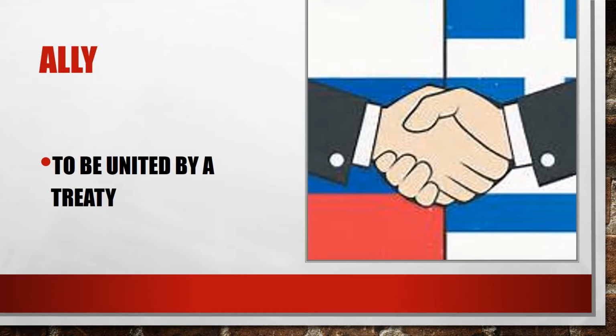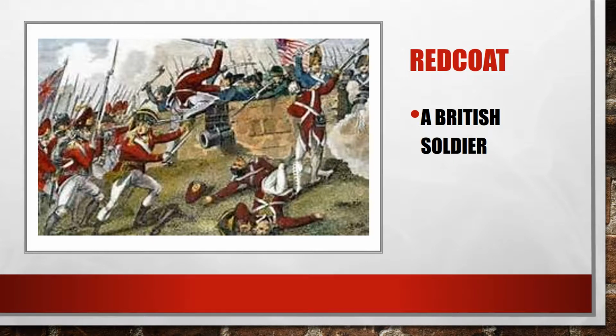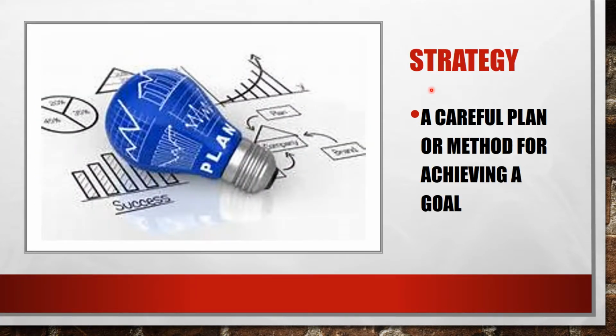An ally means to be united by a treaty. So an ally is someone that you make an agreement with. A redcoat is a British soldier. This is going to be particularly important when we talk about the American Revolution. A strategy is a careful plan or method for achieving a goal. So I just like to think of a strategy as a plan to meet my goals.